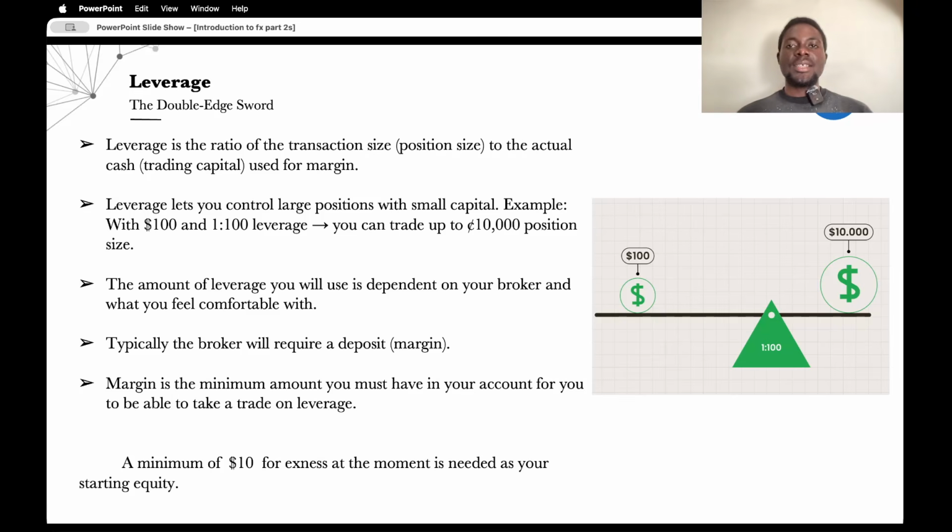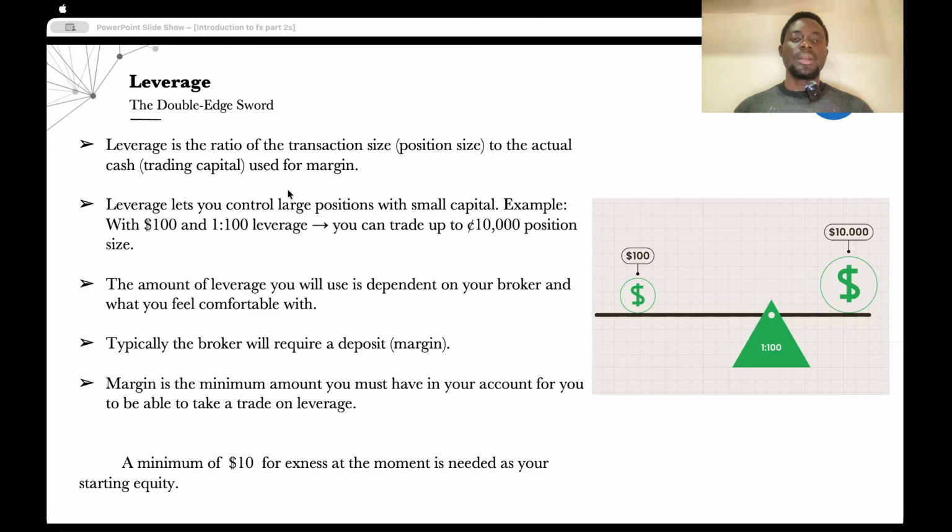Leverage. This is where I wanted to get to. Leverage is a double-edged sword. Do you understand? Leverage is not to be played with. So brokers can give you a good leverage, right? They can give you a good leverage, but you may not be able to make anything out of the market. Why? Because leverage is a double-edged sword. Do you understand?